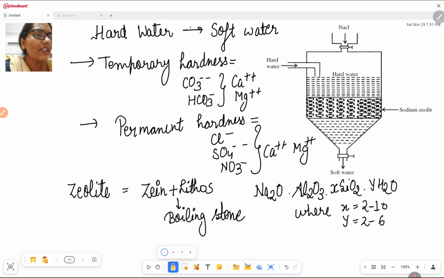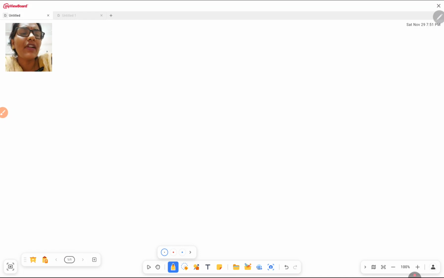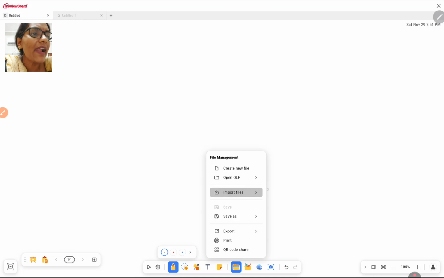What is the purpose of zeolite? Zeolite is also known as a permutit method. What is a permutit method? It is capable of exchanging its sodium ion with calcium and magnesium ions, which are producing hardness. So what is the zeolite method? It is capable of exchanging reversibly its sodium ion with calcium and magnesium ions, which are producing hardness.